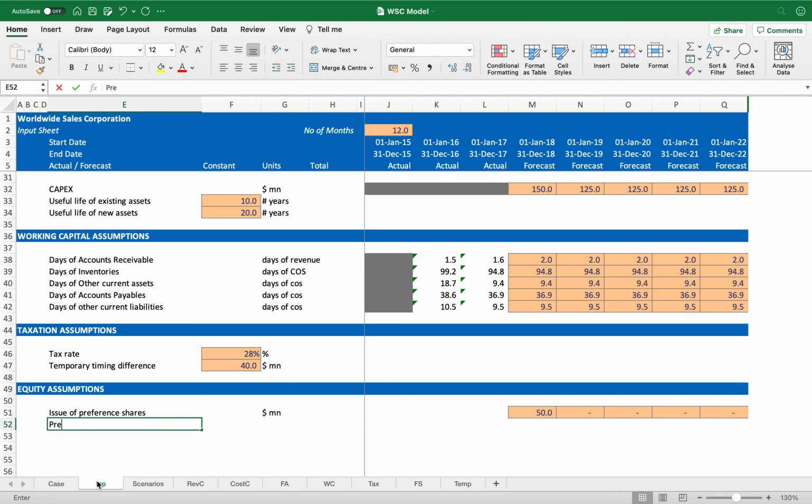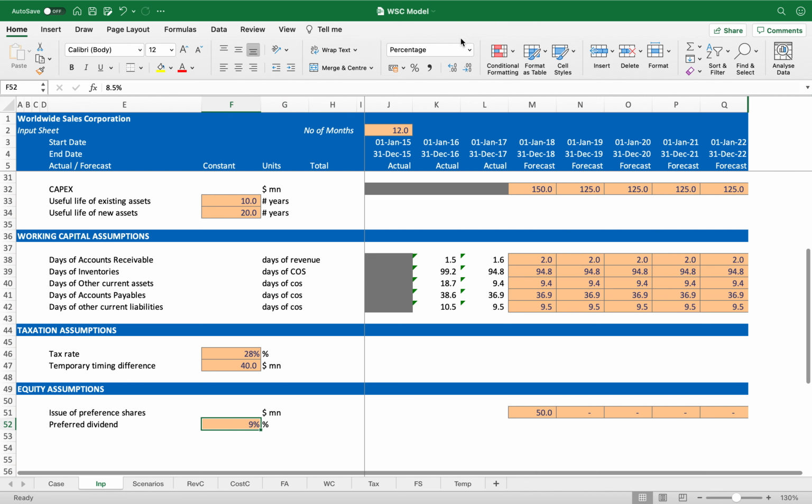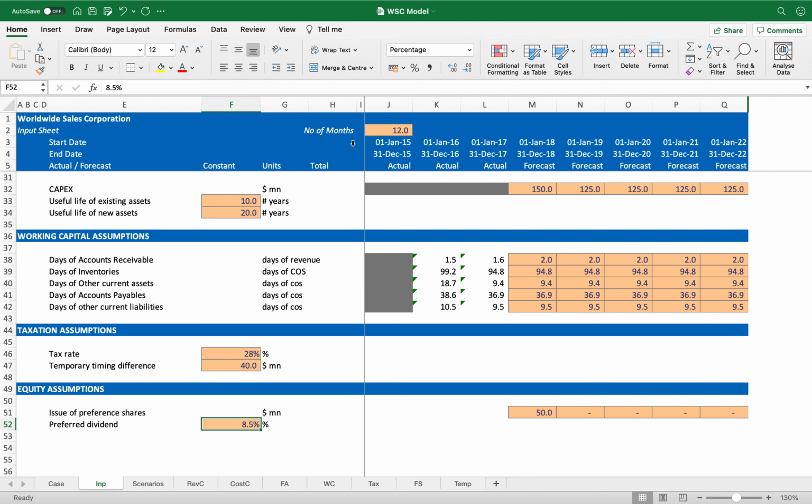Okay. Then preferred dividend. The dividend was 8.5%.